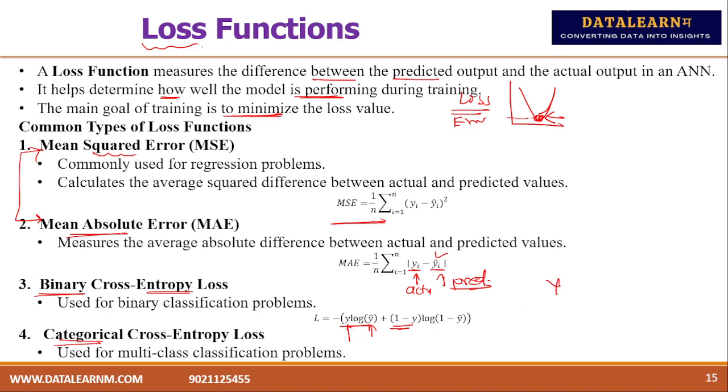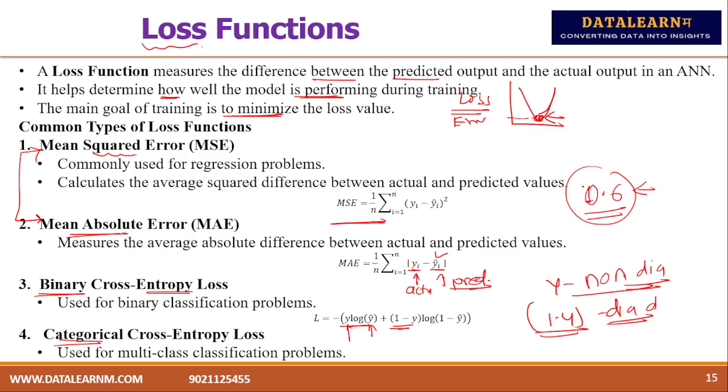Or suppose y is for non-diabetic, what will be 1 minus y? Diabetic, correct? Yes, sir. So if the y value is 1, the y cap value is 0.6. So the probability of having diabetes is 0.6. What will be 1 minus y? 0.4 non-diabetic. So this is how it is working for binary.